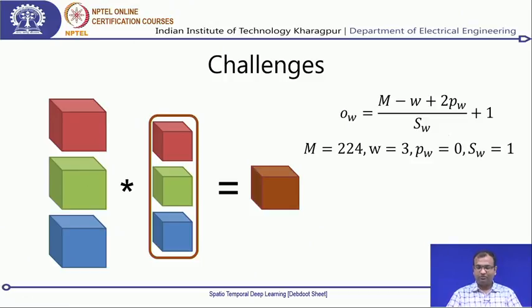So as a typical case, what we had done in the last class was if we take m equal to n equal to 224, and w is equal to 3, and pw is equal to 0, and sw is equal to 1.